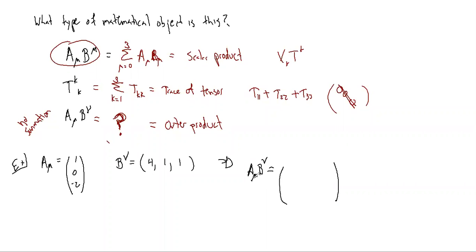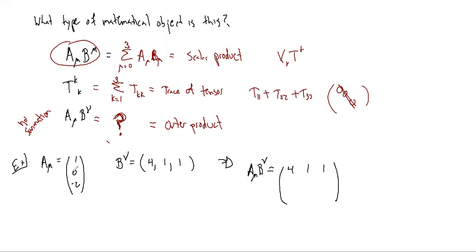So for instance, A1, B1 would be 1 times 4, right? So the 1, 1 component of this. So I take the first element of A mu and the first element of B nu. So that's 1 times 4 is 4. And then for the 1, 2 element, I take the first element of A mu and the second element of B nu. That's 1 times 1, 1, and then 1.